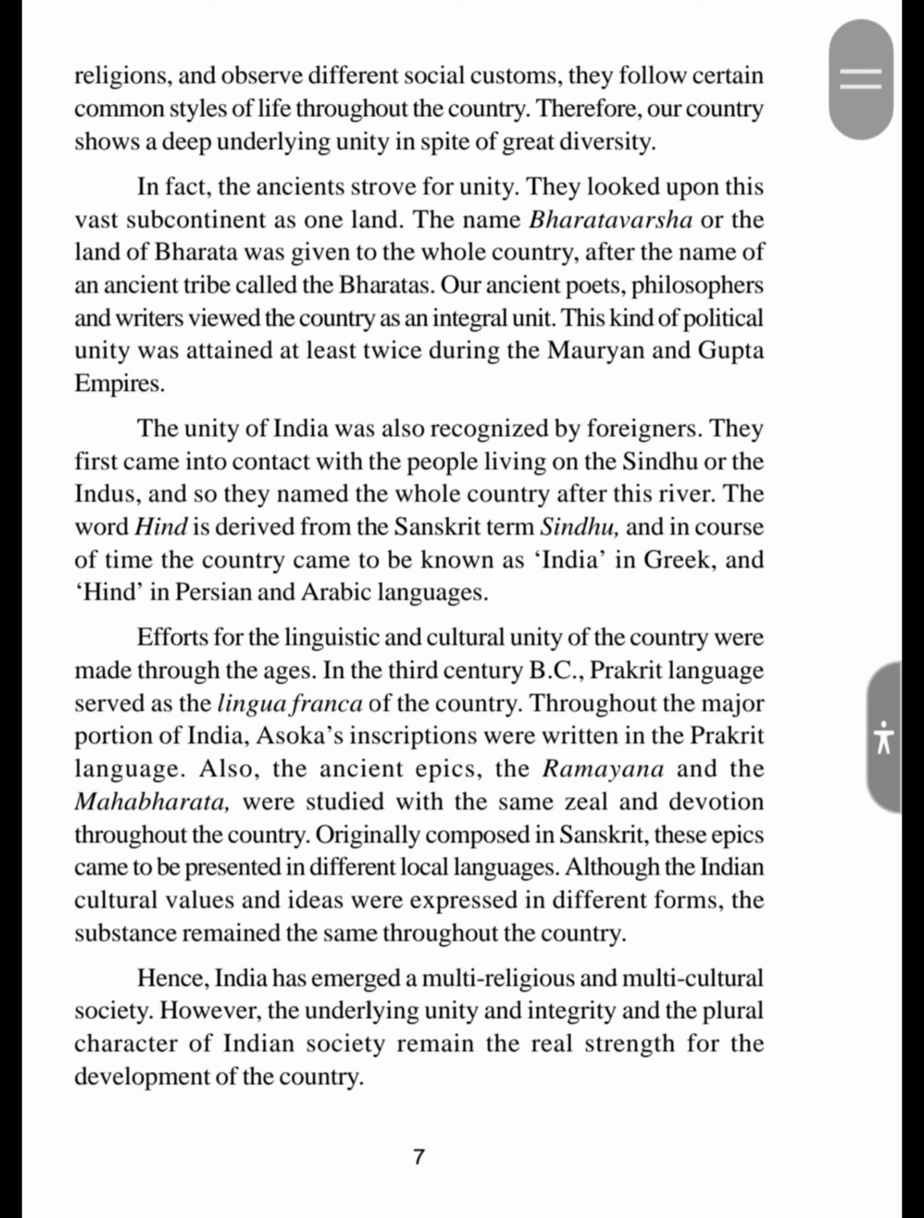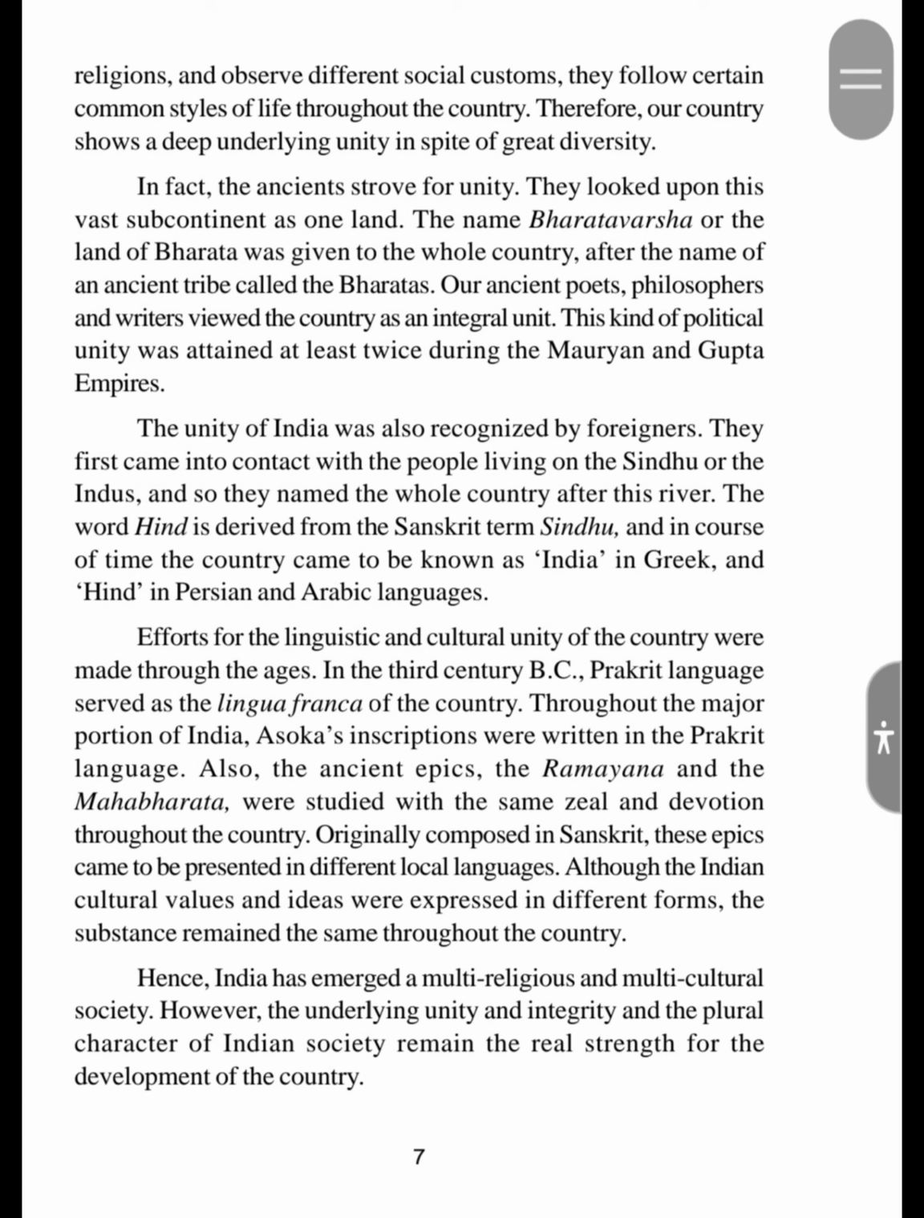Political unity was at least twice achieved, during the Mauryan and Gupta empires. The unity of India was also recognized by foreigners. They first came into contact with the people living on the Sindhu or the Indus, and so they named the whole country after the river. The word Hind is derived from the Sanskrit term Sindhu, and in time the country came to be known as India in Greek and Hind in Persian and Arabic languages.